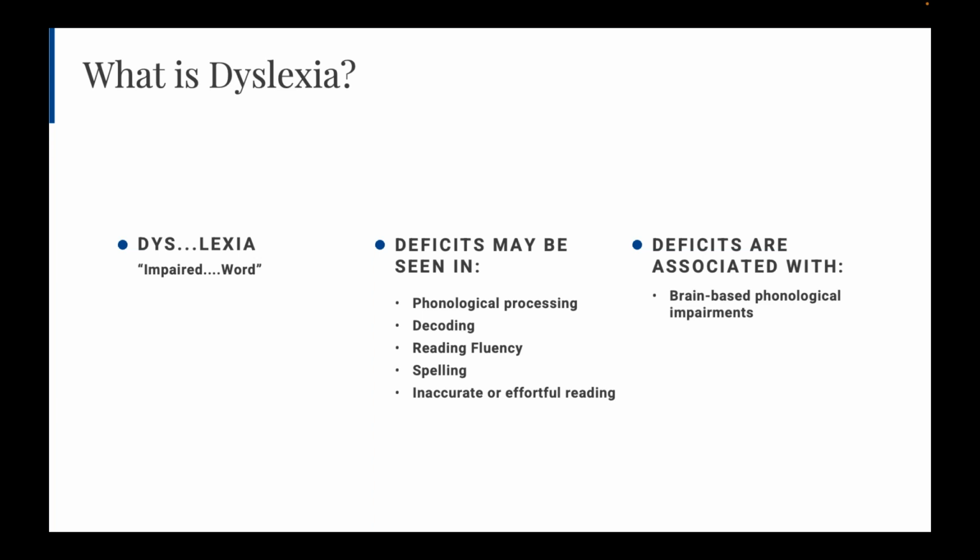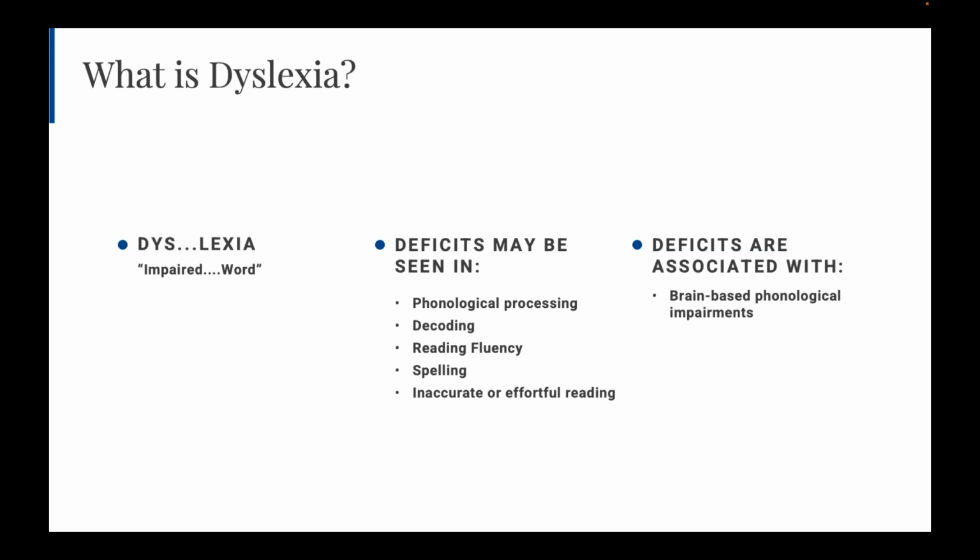Just diving a little deeper into what dyslexia is, dyslexia originates from the Greek words dys and lexia. If you roughly translate that into English, that would be impaired word. Now, depending on your locality, and by locality I mean state, you may have a different definition than the one that we use here in New York State, where I'm from. But according to the New York State DOE, they use a definition that says dyslexia refers to a learning disorder affecting a student's reading skills. And you can see that it often manifests as deficits in phonological processing, decoding, reading fluency, spelling, or inaccurate or effortful word reading.